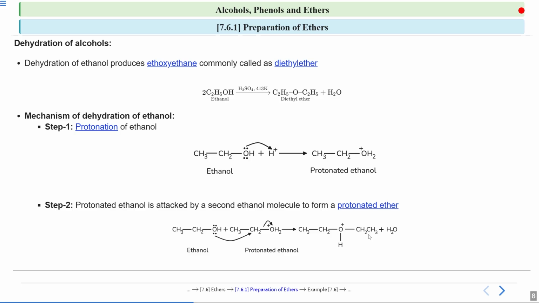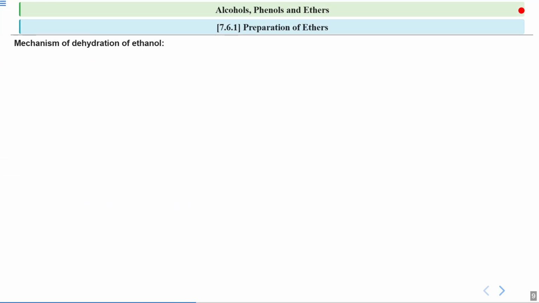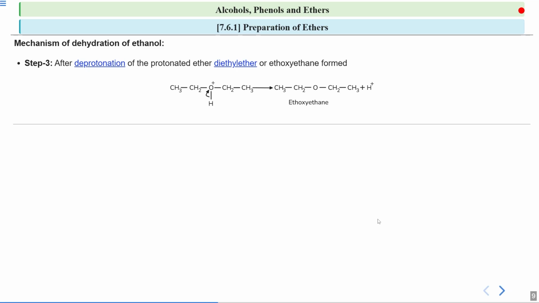So the first step is the protonation of ethanol, and then there will be a nucleophilic attack in which the second molecule of ethanol attacks your protonated ethanol to form a protonated ether. Now what will happen in the next step? The oxygen has a positive charge, so it will try to remove that positive charge. After deprotonation of the protonated ether, diethyl ether or ethoxyethane is formed. That is, this hydrogen will be removed from here. So this H plus proton is removed and you get your neutral molecule, which is ethoxyethane.